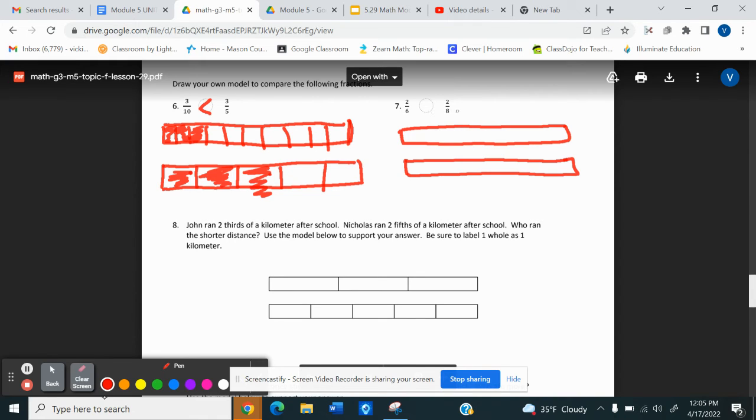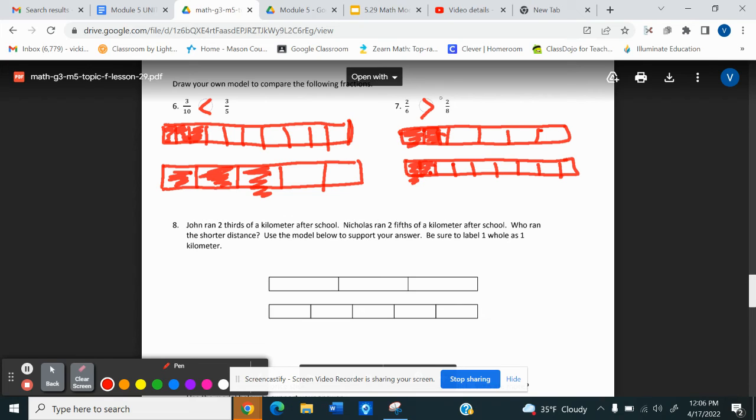So our first fraction is 2/6. So I need 5 lines. 2, 3, 4, 5. I'm going to color in 2 of them, shade them in. And then my next is 8, so I need 7 lines. 1, 2, 3, 4, 5, 6, 7, 8. And we know that these are a little bit smaller. So we know that 2/6 is greater than 2/8. All right, let's go to our next question.